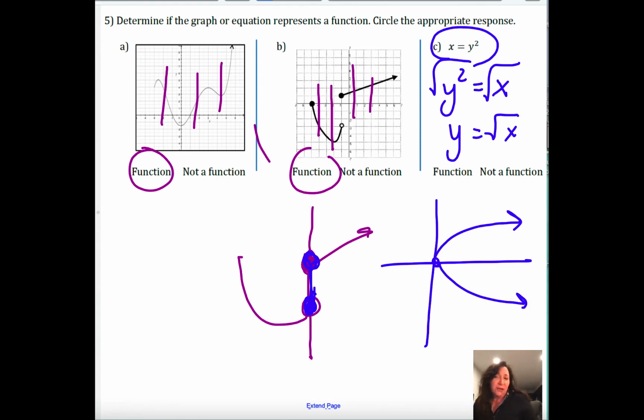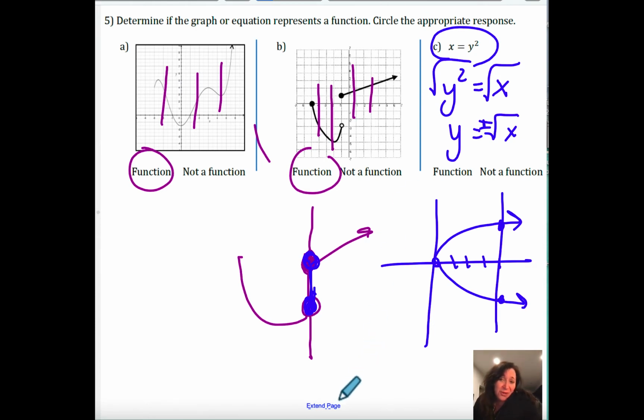It is not a function because for every value of x, I'm going to get plus or minus values. If I plug in 4, the square root of 4 is plus or minus 2. So if I go over 1, 2, 3, 4, I'm going to get positive 2, and I'm going to get negative 2, and so it's not a function.